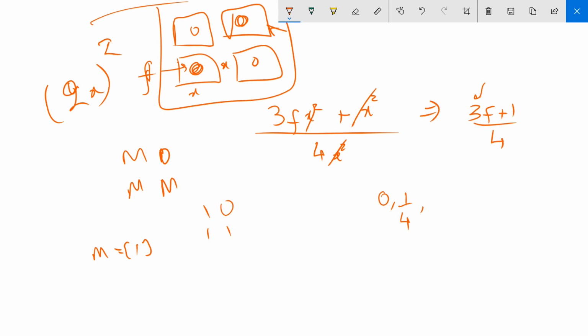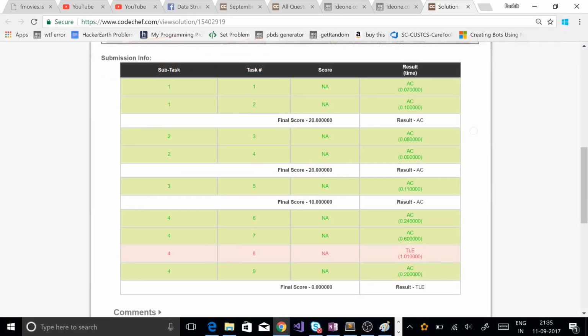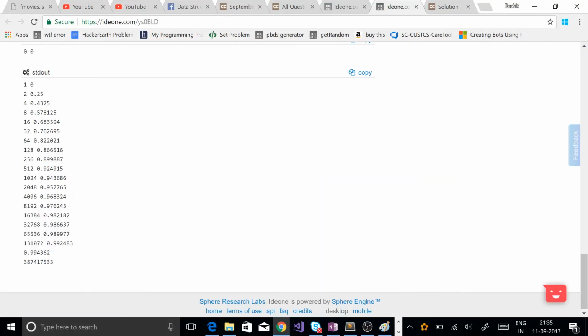Now what happens next is this becomes 3 by 4, 5, 4, 7, right? 7 by 16. So as you can see, oh wait, have I done something wrong? No, it's correct. So as you can see, from 0 to 25%, this is less than 50%, but 40 something, right? So I just printed out this. I made a program which just prints this out.